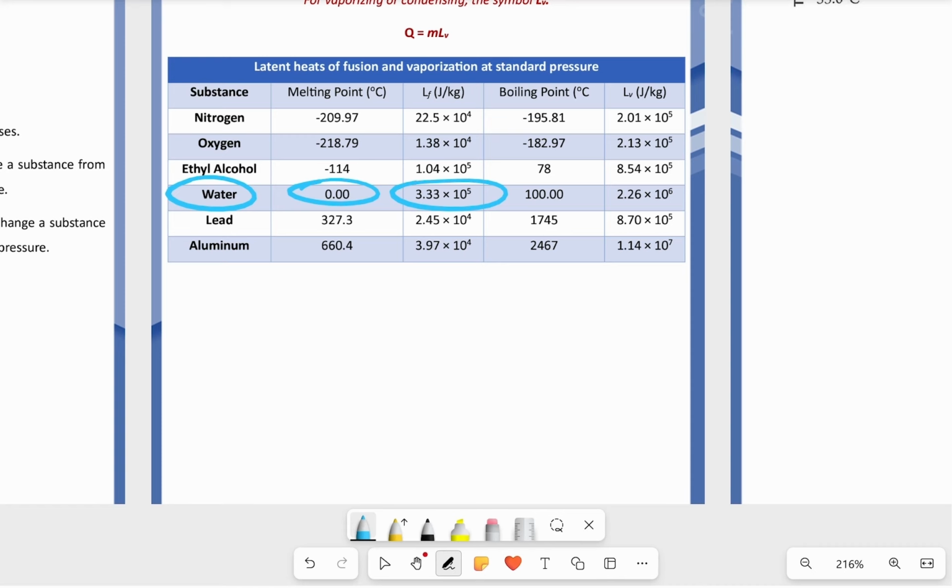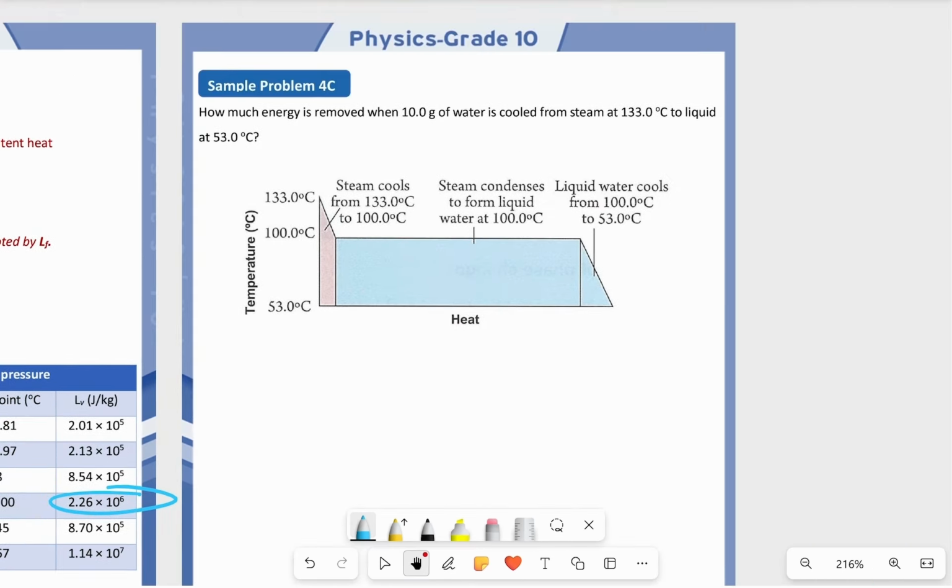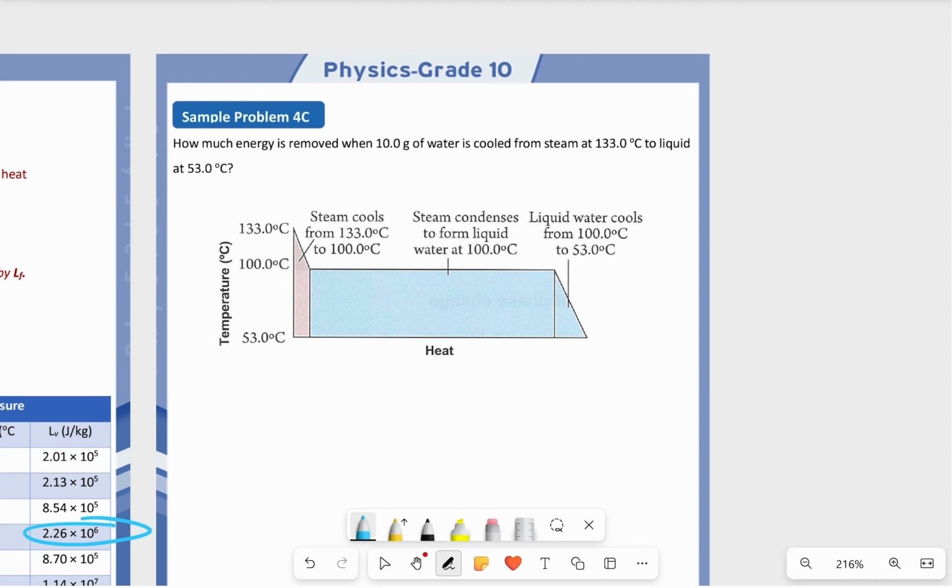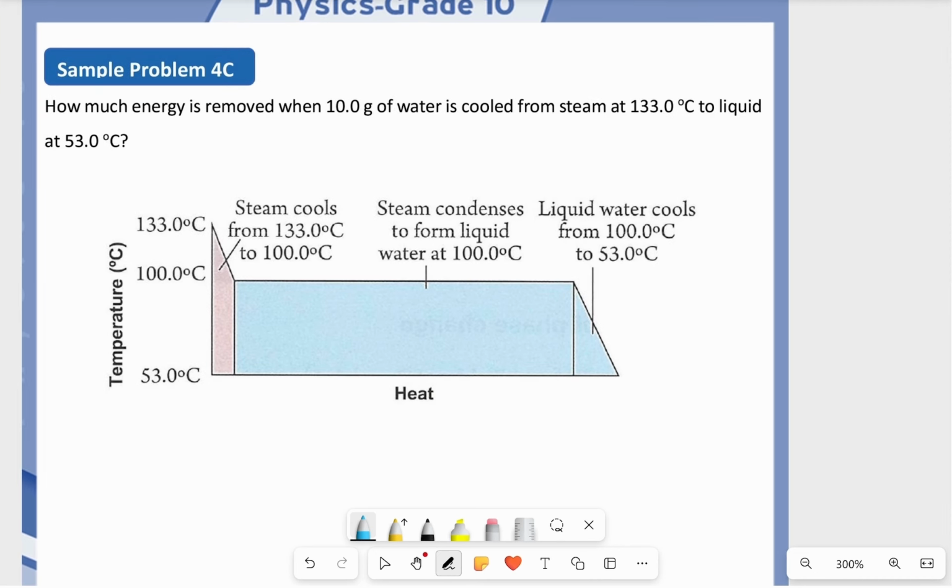We have the heat of vaporization for water, which is equal to 2.26 times 10 to the power of 6. You don't have to memorize them. I'm sure it's going to be given when you are dealing with problems. Now we have this question.